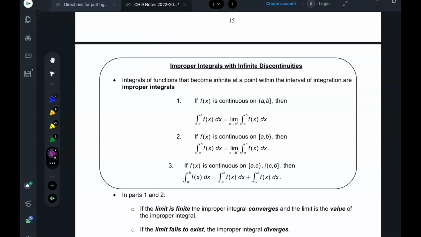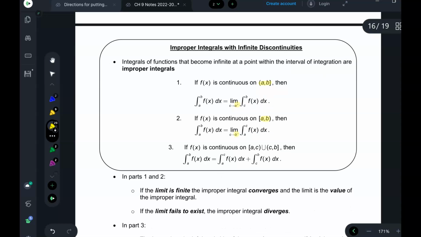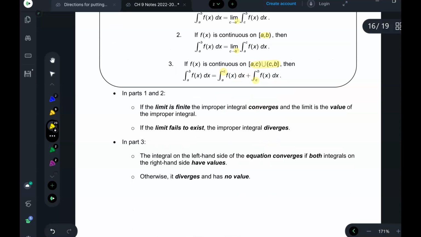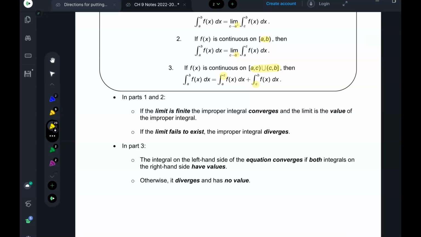Okay, so let's look at the rules for this specifically. So we have, let's say it's continuous on a half open interval from a to b. Then we need to consider approaching a from the right. What if b is our infinite discontinuity? So we have to approach b from the left. And then what if there's something going on in the middle? We have to break it up into 2 separate integrals. It is kind of like what we looked at in the previous section.